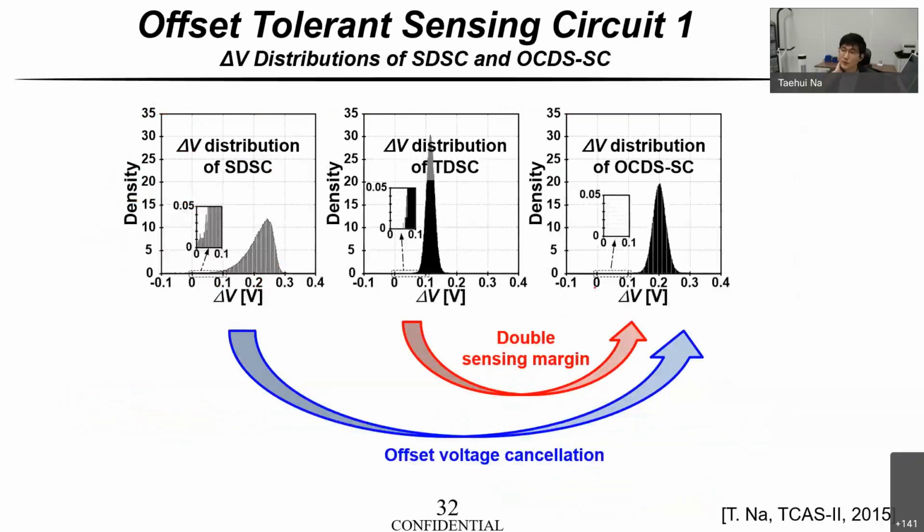This slide shows the distribution of the delta V. In this distribution, you can see that it is quite wide because of the process variation. By using a simple offset cancellation technique without the double sensing margin characteristic, the delta V distribution became very narrow, but delta V is low. However, by using the double sensing margin structure, you can see that the delta V has been doubled with a narrow distribution.